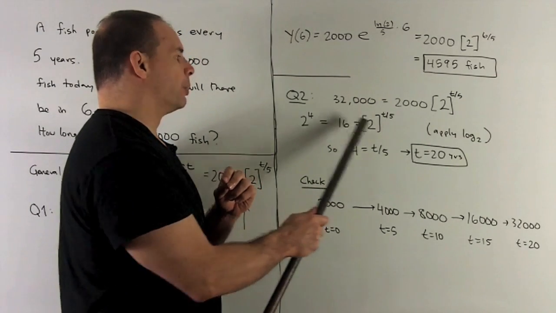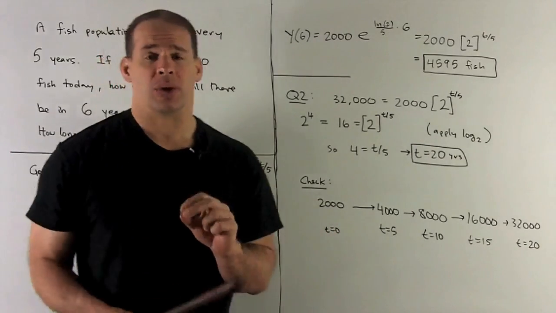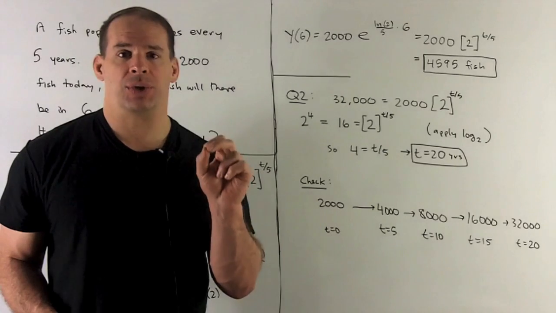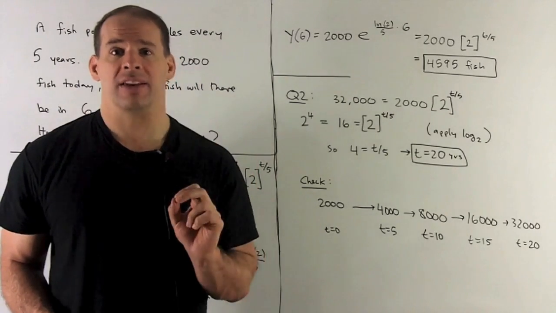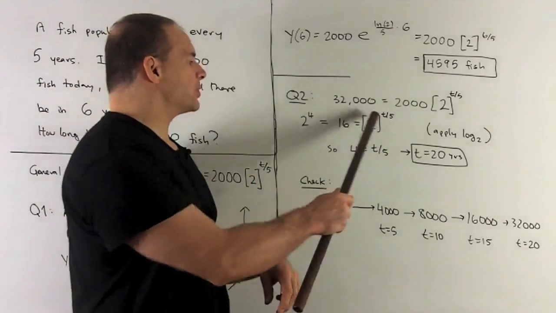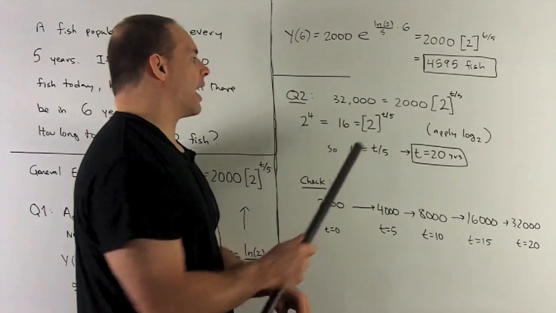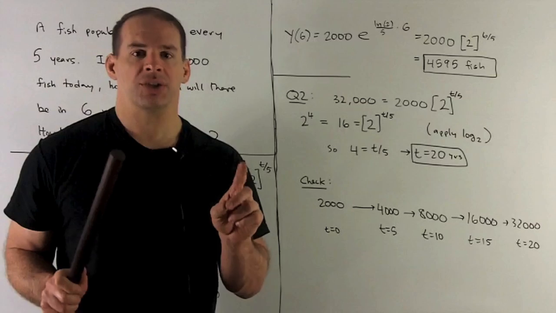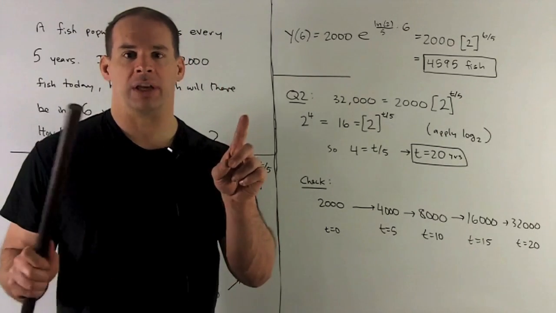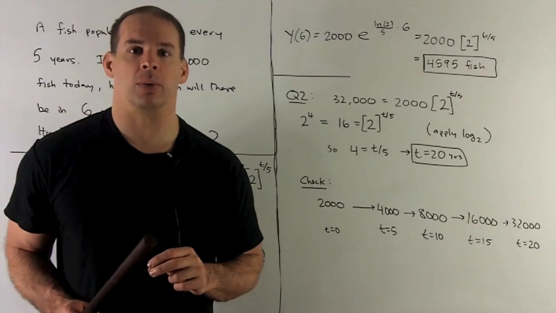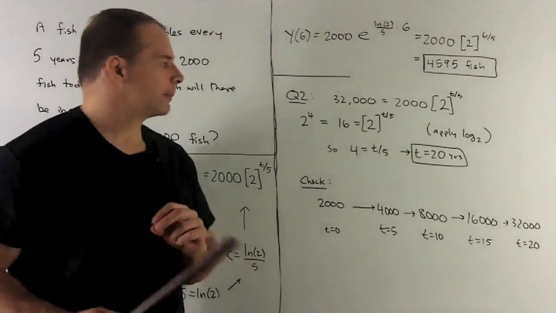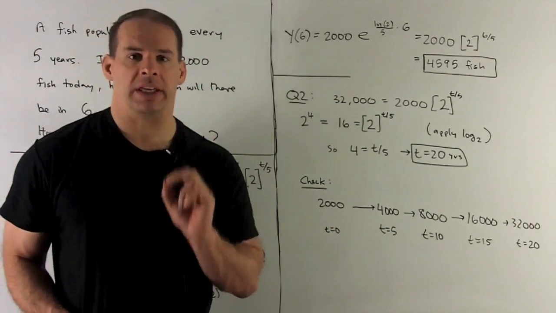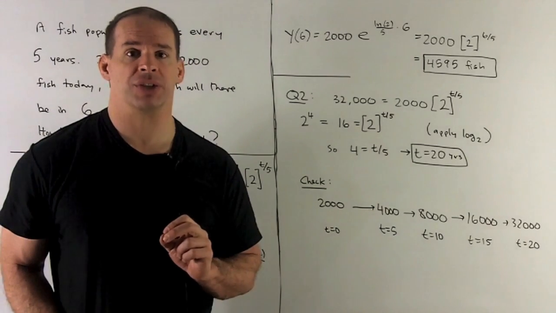If you note, we have these both to the same base, so I can apply log base 2 to both sides. Log base 2 on 2 to anything gives me anything. So this will collapse to 4 equal to t over 5. The way to keep that organized is if you have things above the same base and those are equal, then the things in your exponents are equal. So 4 equals t over 5 gives me t equal to 20 years to get to 32,000 fish.